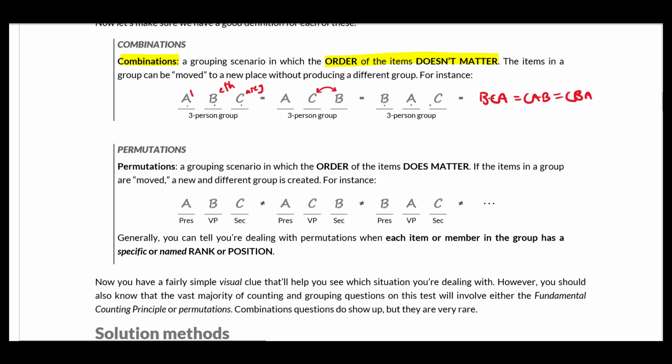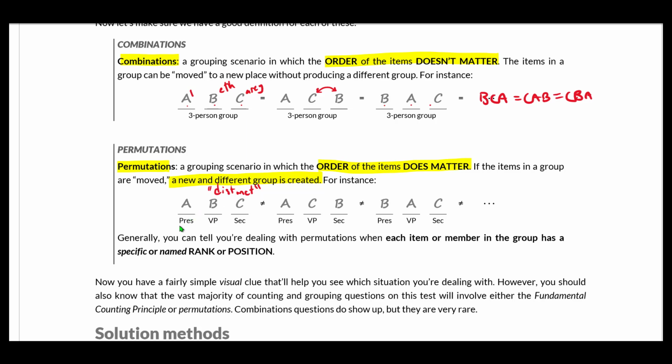However, in a permutations question, the order absolutely does matter, and when we move the letters in the group around, we form a new and distinct group. That word is actually important. That might show up on these questions. Distinct just means new, unique, different. That's all the word distinct means.